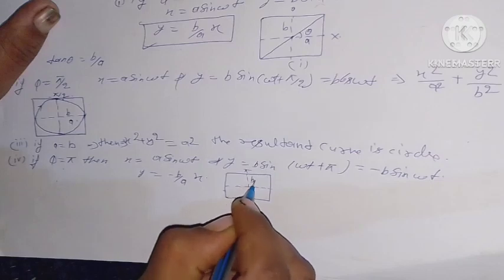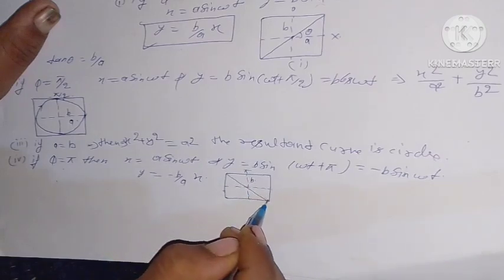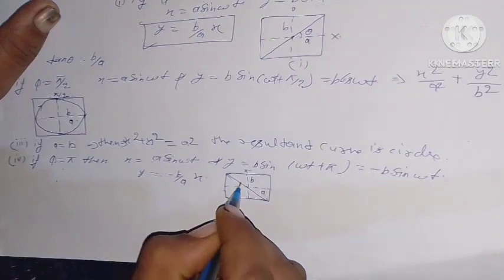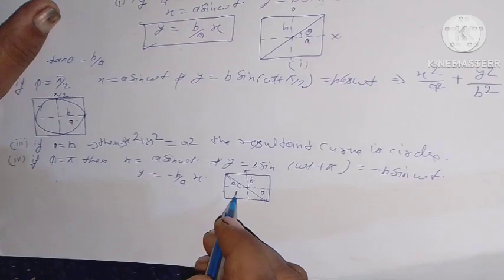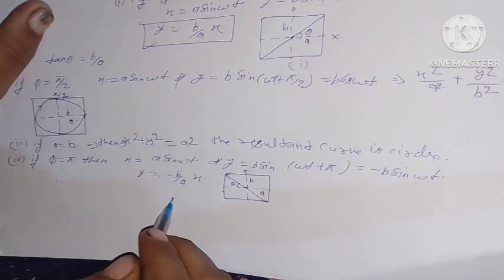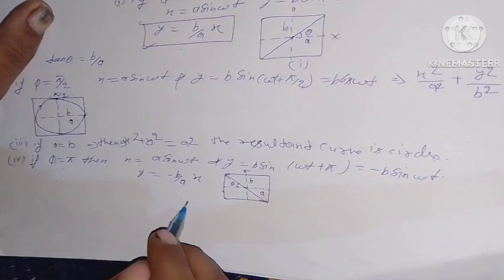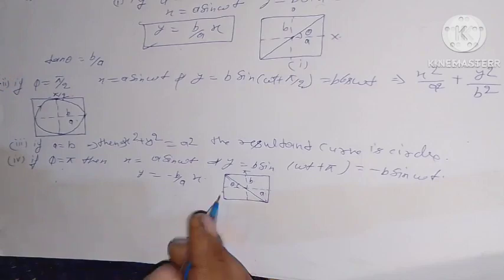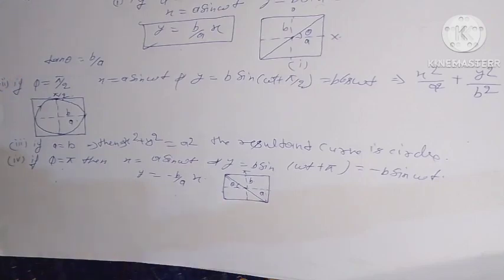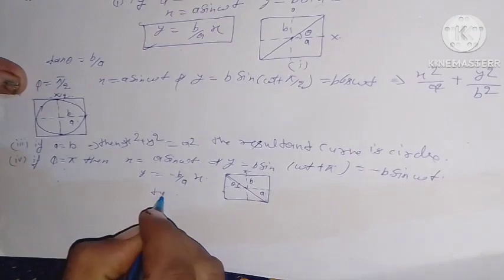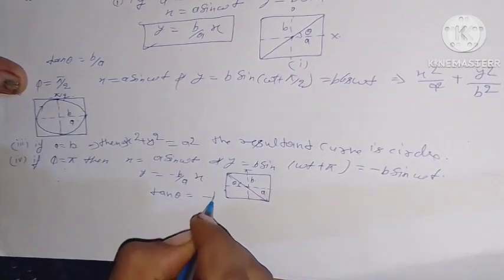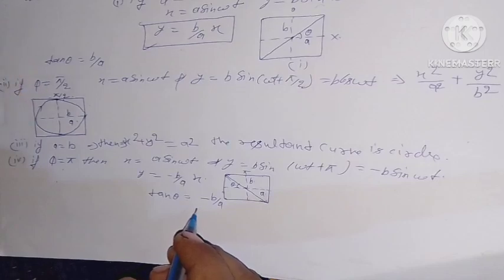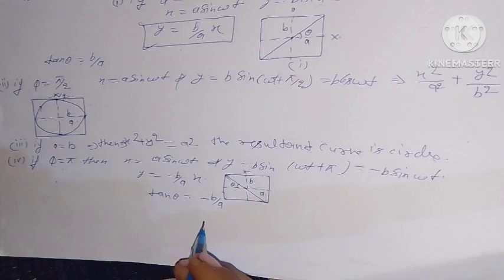The figure is a straight line at an angle theta. Okay, this again represents a straight line through the origin as shown in the figure. The slope is given by tan theta equal to minus b by a.